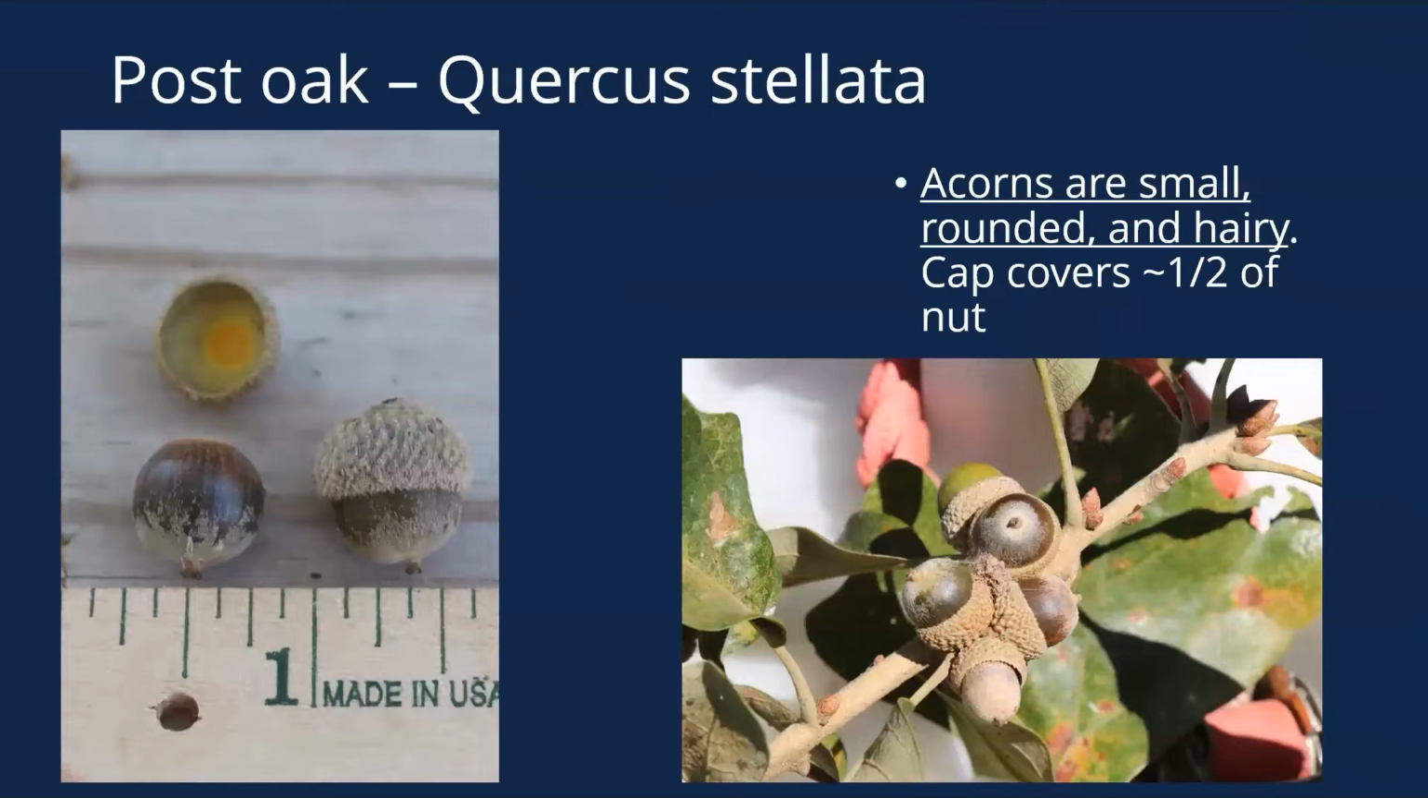The acorns, unlike white oak, which has a fairly large acorn, post oak has some of the smallest acorns for the white oak group. They're really small. They're pretty hairy or fuzzy. And then the cap covers usually about half of the nut, right? So you can see on there, really, really small, especially for a white oak, and kind of fuzzy acorns, and then that really big cap.